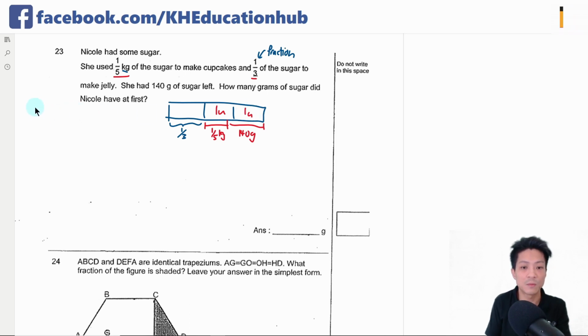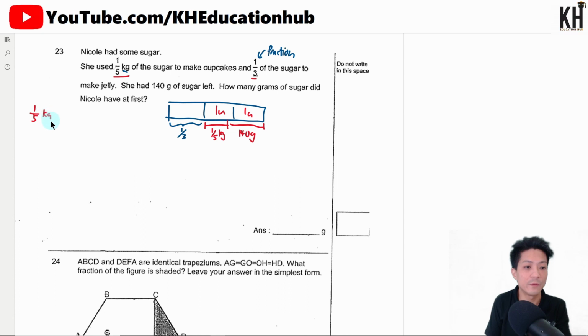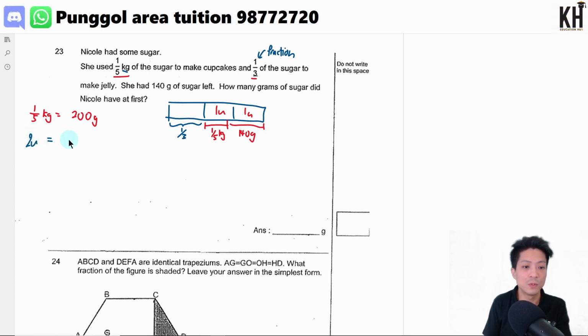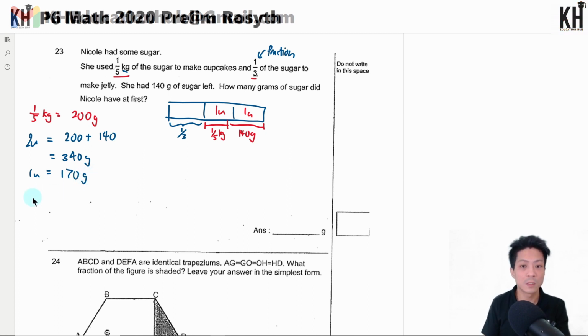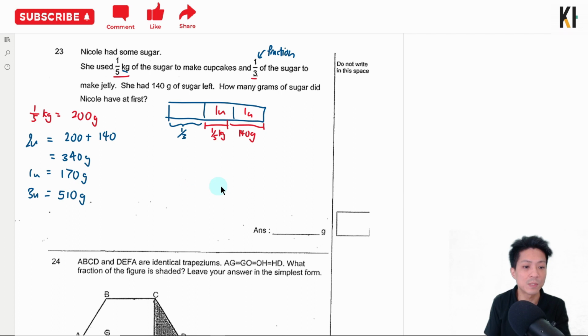Okay, so the first thing I'm gonna do is convert the 1/5 kg into grams. Okay, it's gonna be equal to 200 grams. Because it'll be easier if I do this, 2 units is equal to 200 plus 140, which is 340 grams. Okay, so 1 unit is equal to 170 grams. So how many grams of sugar in total will be 3 units, right? So 3 units will be 510 grams.